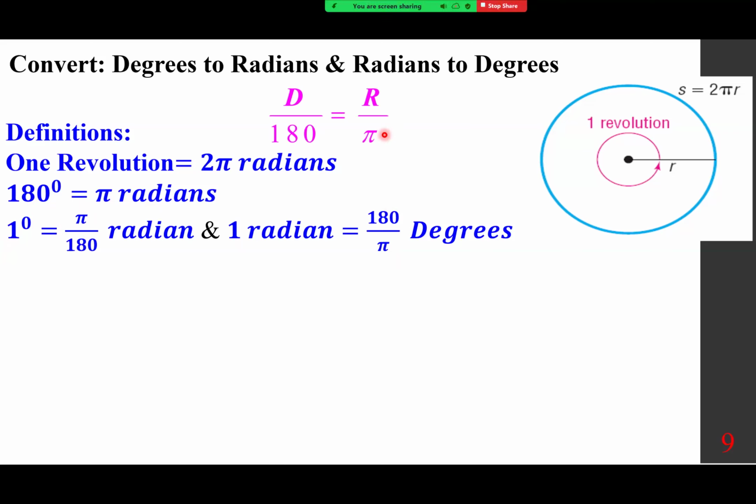One easy way is to replace the degree with whatever you have and calculate the R. If degrees are given, or if the radian is given, replace the R and calculate the D.